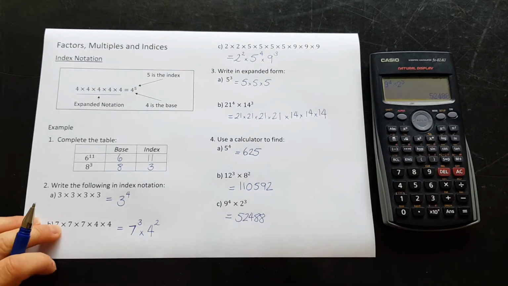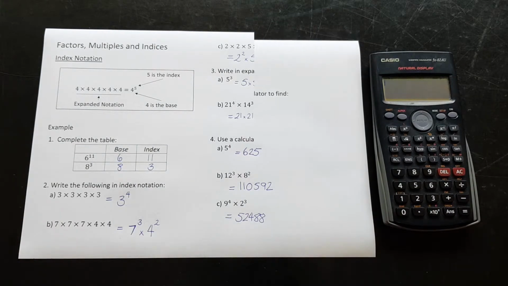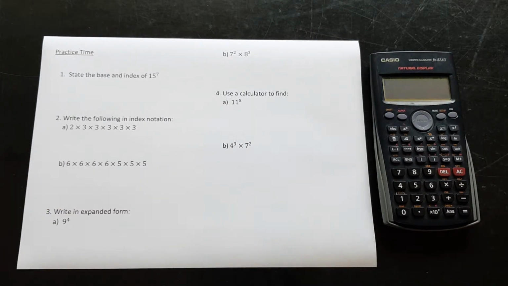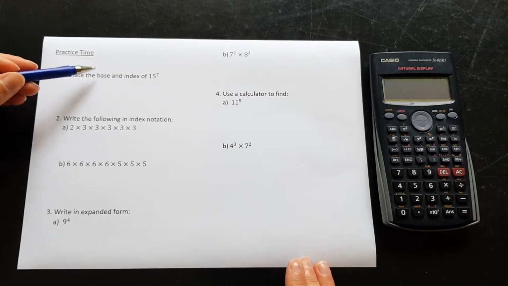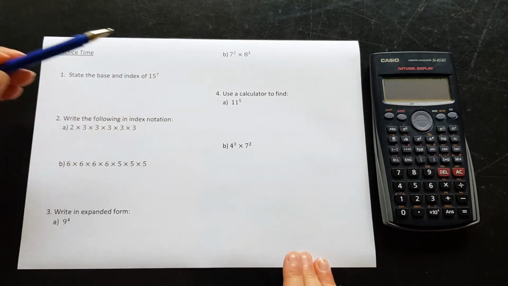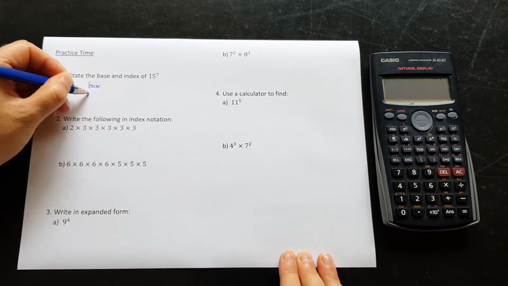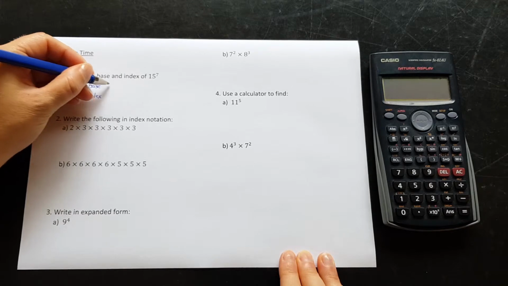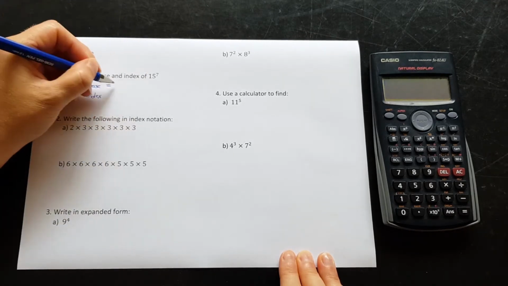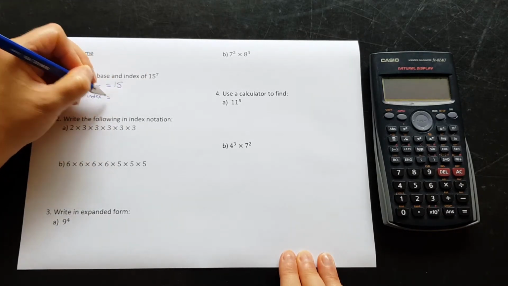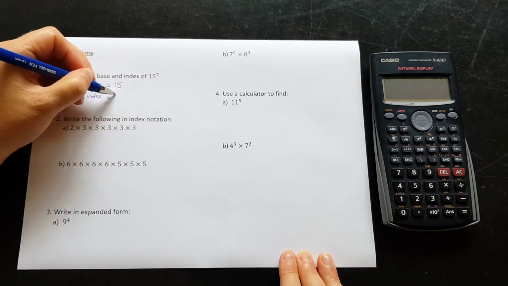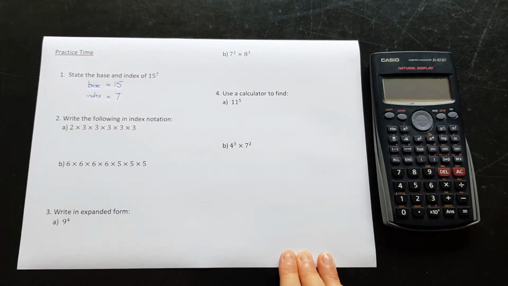Okay, time for you to have a practice. So here's some questions for you to try. Pause the video, give them a go, and then restart to see the answers. So for question 1, we want to state the base and the index of 15 to the power of 7. Well the base is the big number at the bottom, which is 15. The index is the little number that we write on top, which is 7.